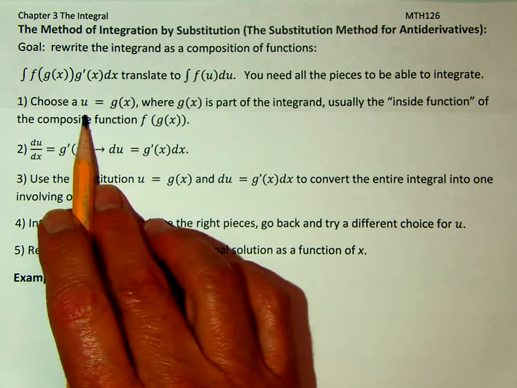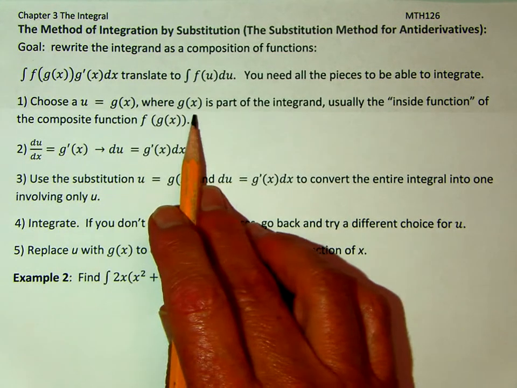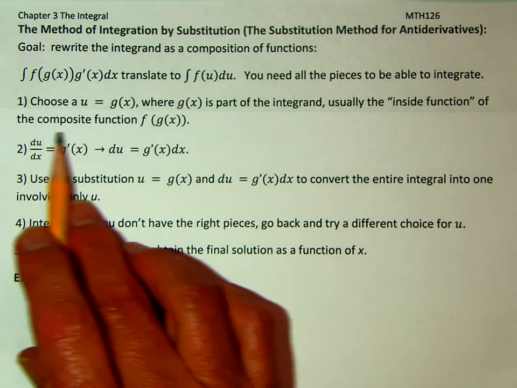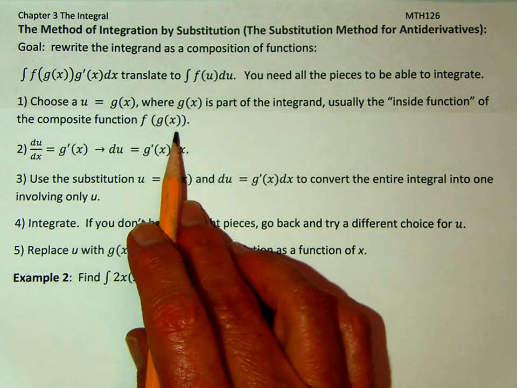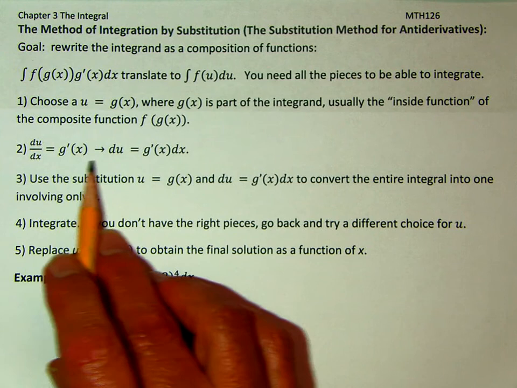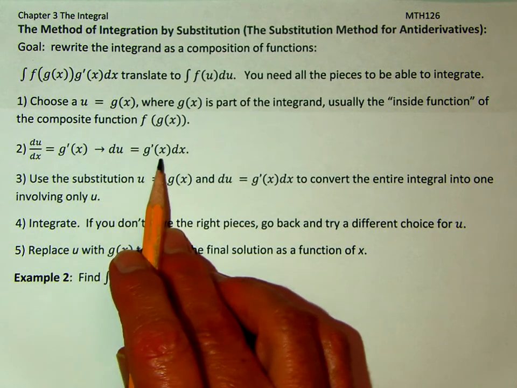First, you choose u equal to g of x, where g of x is part of the integrand, usually the inside function of the composite function f of g of x. Since du/dx is g prime of x, du is g prime of x dx.